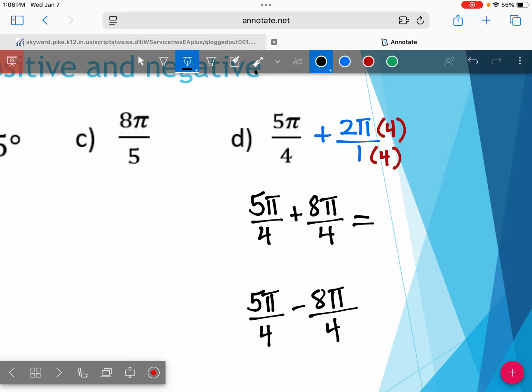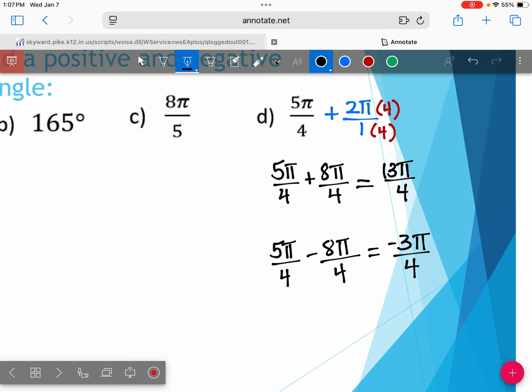When you subtract, you're just finding the distance. So you can tell me the distance between 8 and 5. 8 minus 5 is 3. But because 8 is bigger, I'm going to have a negative 3. And 5 plus 8 is 13. So these are all coterminal. So we got 5 pi over 4, 13 pi over 4, negative 3 pi over 4.